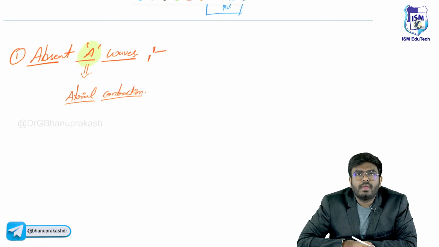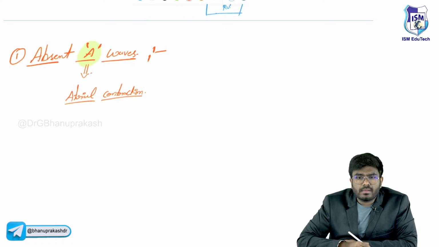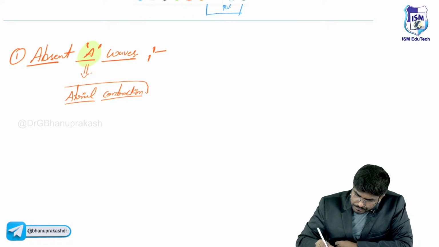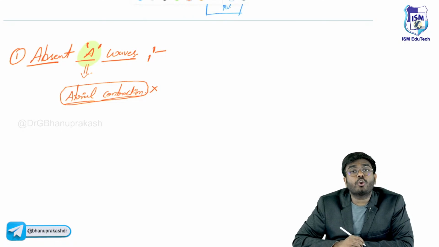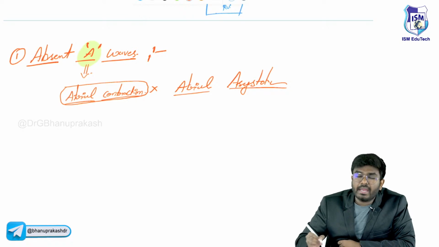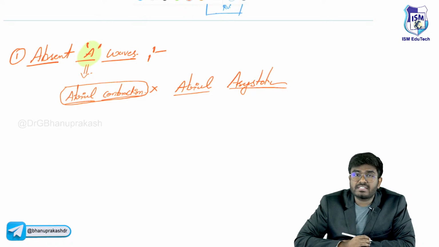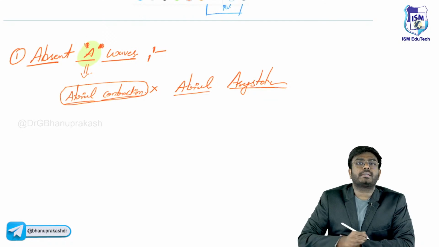If A wave is because of atrial contraction, then absent A waves are seen in, see, if there is no atrial contraction, which means atrial asystole. There is atrial asystole, meaning the atria is not contracting. In the condition of atrial asystole, the A waves are going to be absent.